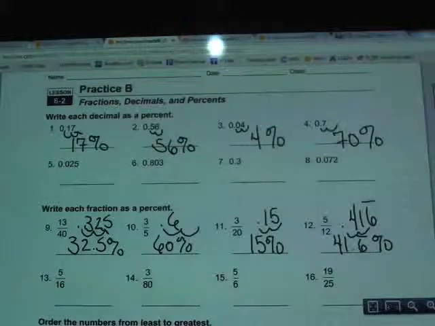And you'll go ahead and continue to do the same thing in 13 through 16, because the directions are the same. Divide to get a decimal, and then change that decimal into a percentage.